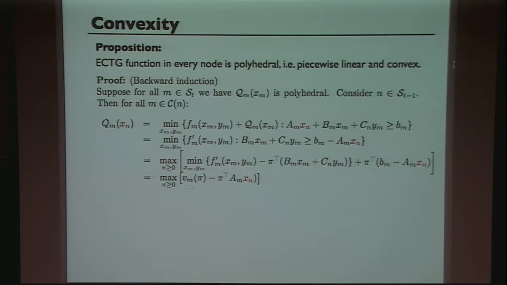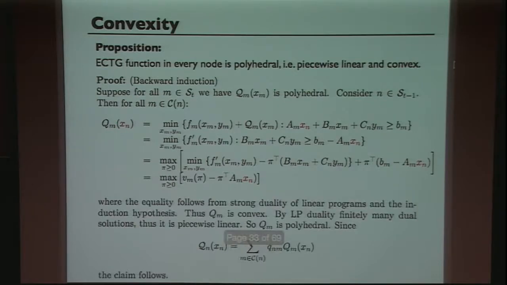Sorry, I also absorbed this part here. So now you're maximizing with respect to pi this affine function of xn, right? You're taking a maximum of affine functions of xn. So therefore, we know that this is polyhedral as well. This is a convex piecewise linear function of xn, where the equality follows from strong duality. This is all equality from linear programs and the induction hypothesis, because remember that this was already polyhedral, so I can apply LP duality. So therefore, this is convex. By LP duality, the number of extreme dual solutions is finite, so this remains polyhedral.